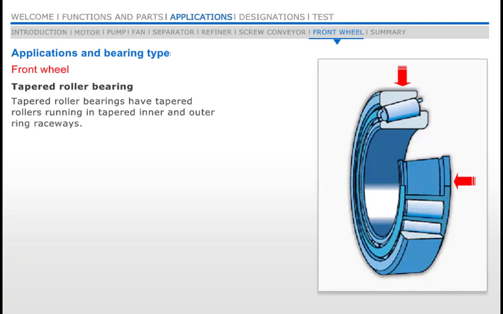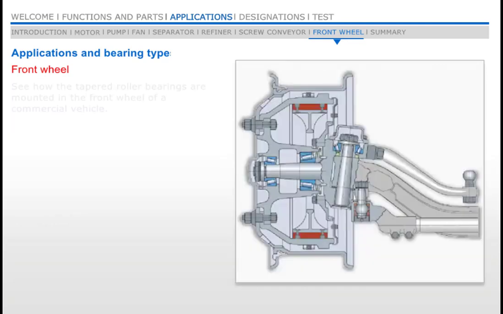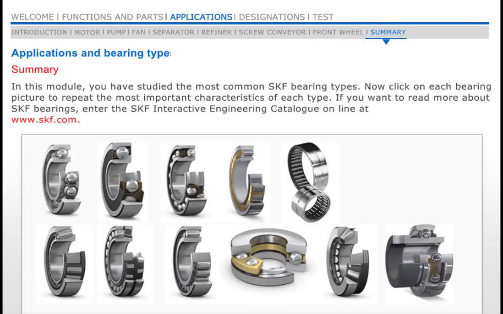Tapered roller bearings have tapered rollers running in tapered inner and outer ring raceways. This design makes them suitable for handling heavy combined loads. A tapered roller bearing can only carry axial loads in one direction, and for this reason they are generally fitted in pairs. See how the tapered roller bearings are mounted in the front wheel of a commercial vehicle.